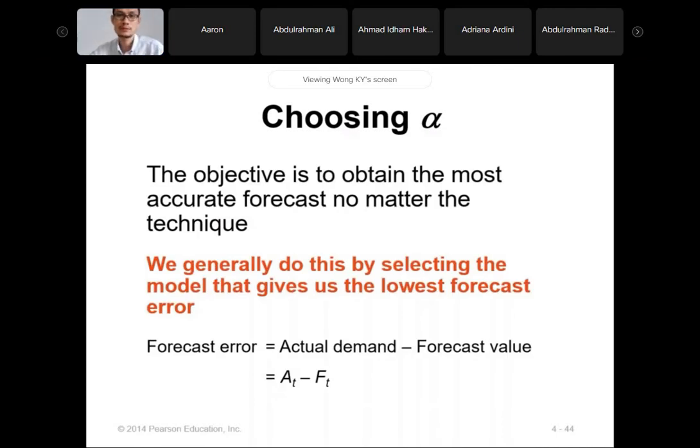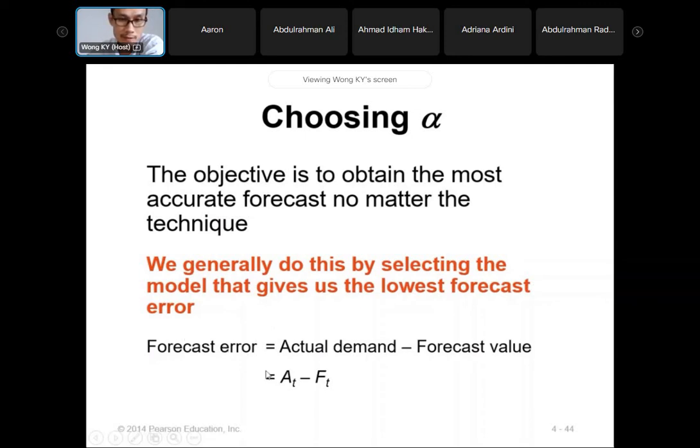Okay, how do we choose alpha? As I said, it's very hard to choose alpha. So normally what people do is they use a certain alpha value and do the forecast, and then they set another alpha value and do the forecast. Then they compare which alpha value gives us a more accurate forecast. So how do we compare which one is more accurate? We can calculate the forecast error. You know error equals actual minus forecast. That will give us the error.